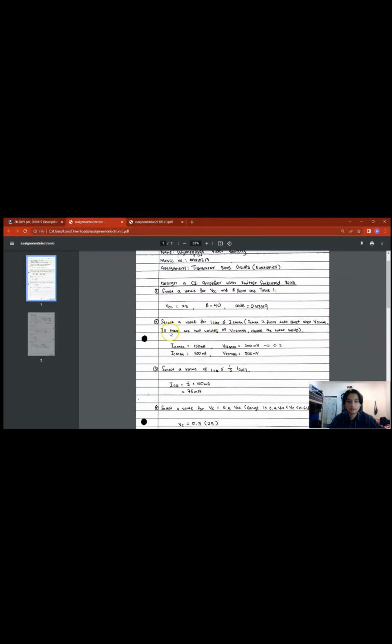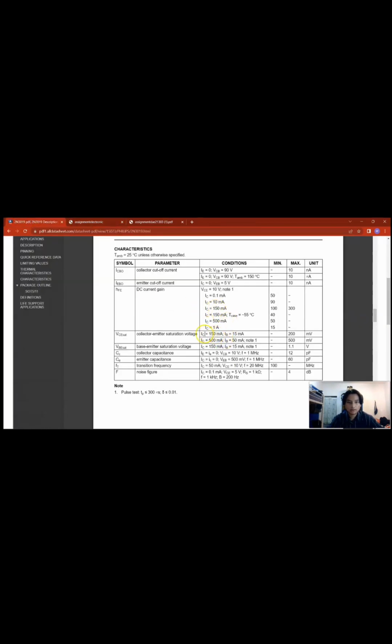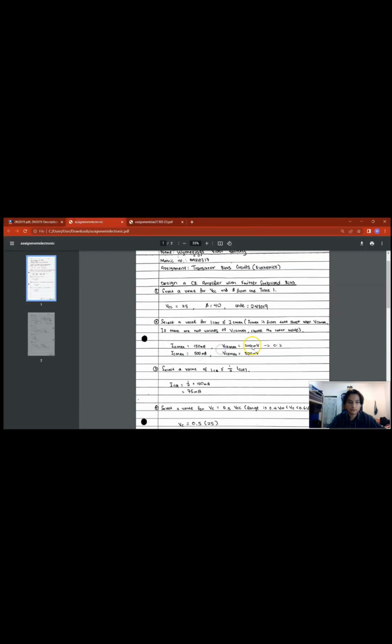For the second question, select a value of IC sat that is less than IC max. For this question, I will be searching the internet for the data sheet. In the data sheet, this is the value of IC max, 150 milliamp, and the VCE max is 200 millivolt. The third question is to select a value of ICQ less than 1/2 of IC sat. After I calculate, the value of ICQ is equal to 75 milliamp.